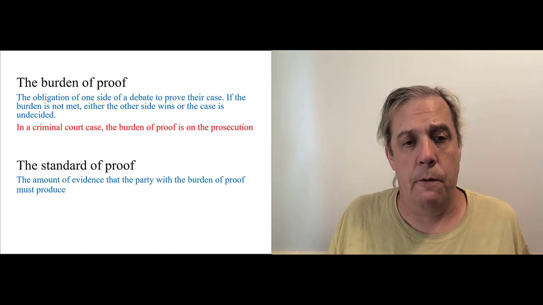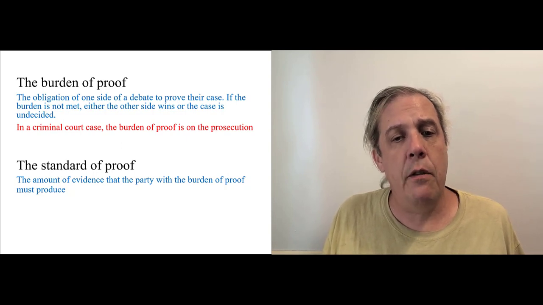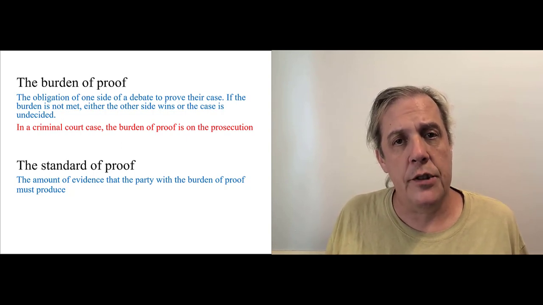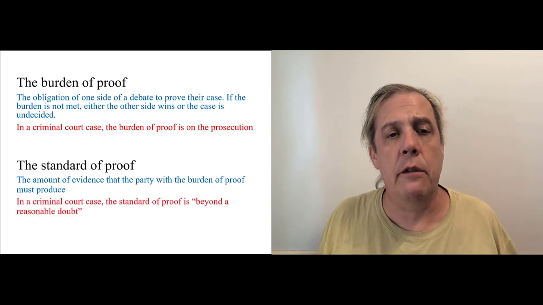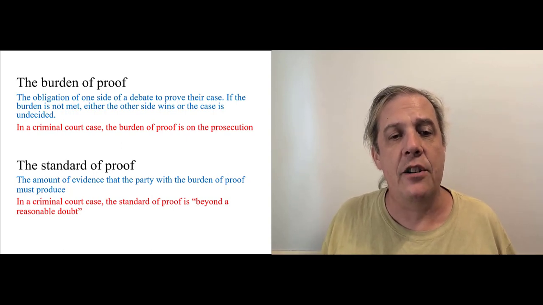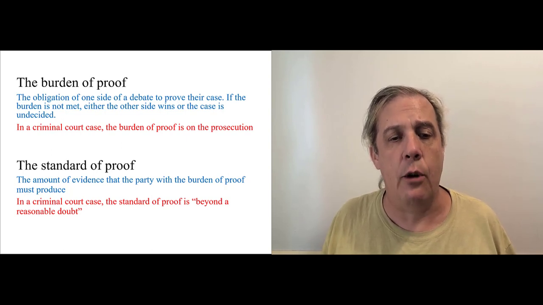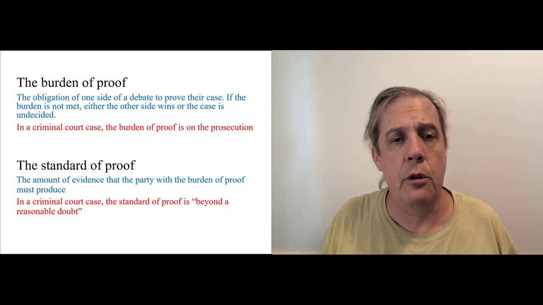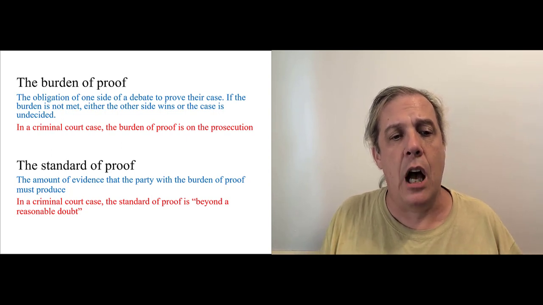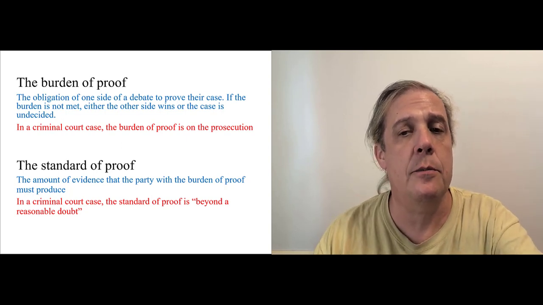The standard of proof is the amount of evidence that the party with the burden of proof must produce. And so again, this should be familiar to you. In US law, the burden of proof is on the prosecution, and the standard of proof is beyond a reasonable doubt. It is up to the prosecution to take on the burden of proof, prove their case beyond a reasonable doubt, otherwise the defendant is innocent.